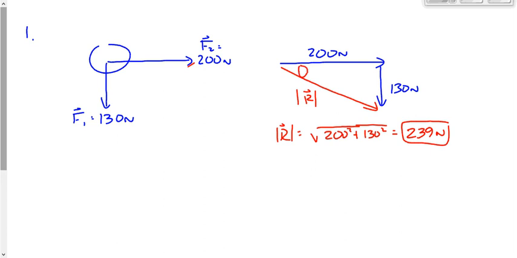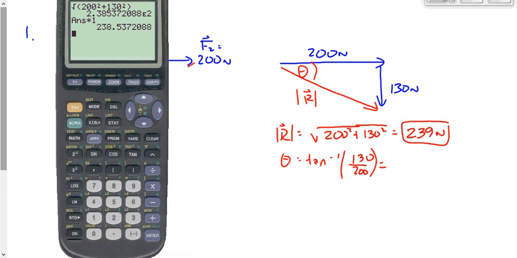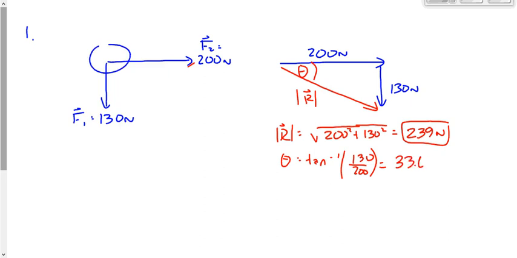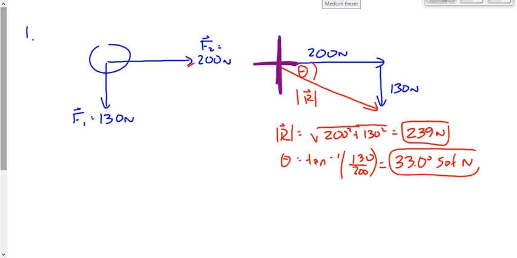And theta is always found by using the inverse tan function of opposite over adjacent, 130 over 200. That's going to give me a value of 33 degrees, 33.0 degrees, in fact, and that's going to be south of west. Notice I'm measuring the angle. Sorry, not south of north. What is that? Never see south of north. That should be south of east. Measuring it from the east, but yet it's going south from the east.